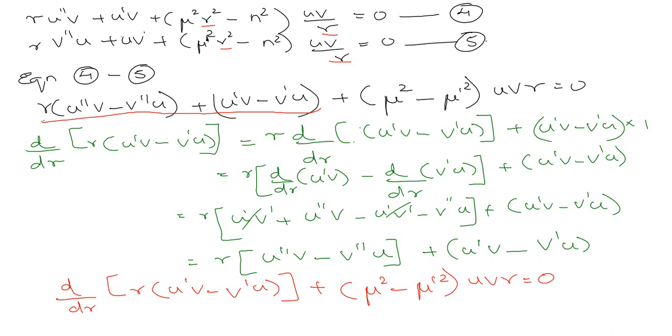See, in this equation, for this term we have obtained this term as the differential of this. So instead of this term we can write d by dr of r into u dash v minus v dash u. That is written in the next step. For this term we are writing d by dr of r into u dash v minus v dash u plus mu square minus mu dash square, the whole thing into uvr is equal to 0.